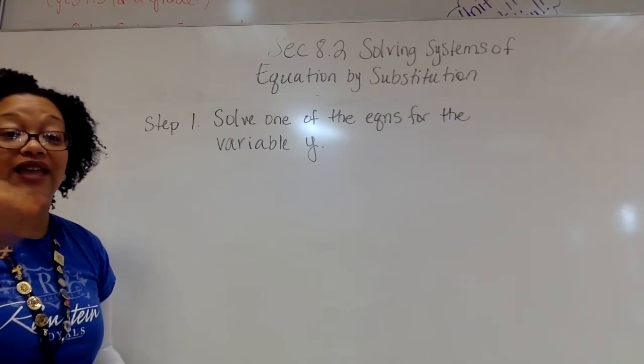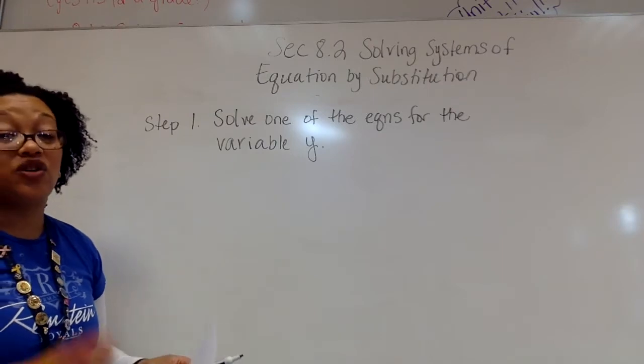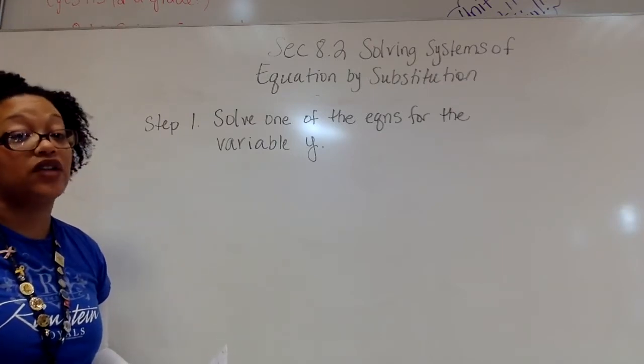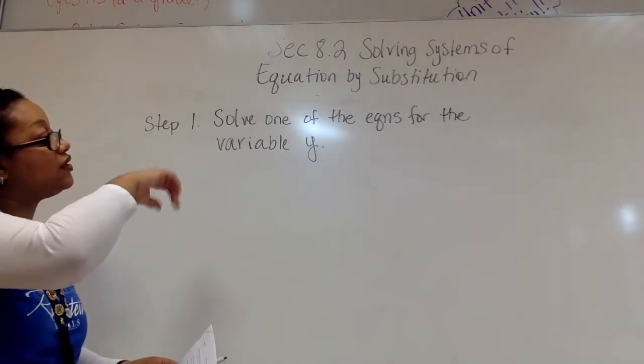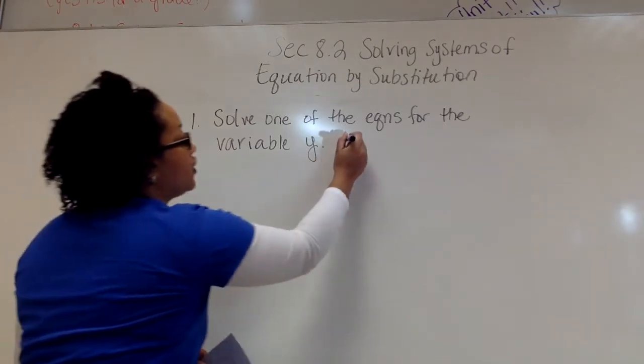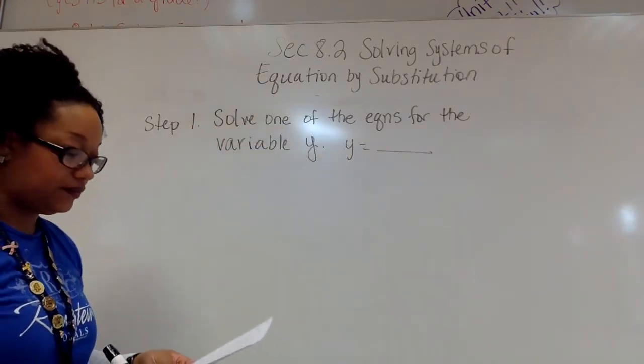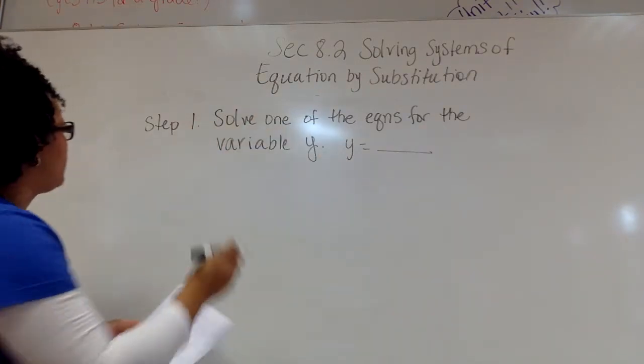You're going to have an x and a y in each equation. So you can choose, and I'll show you how to choose which one of the two equations, but the first thing you're going to do is solve one of those equations for y. So you're going to make everything look like y equals, and the rest is going to be on the other side. So that's going to be step one.